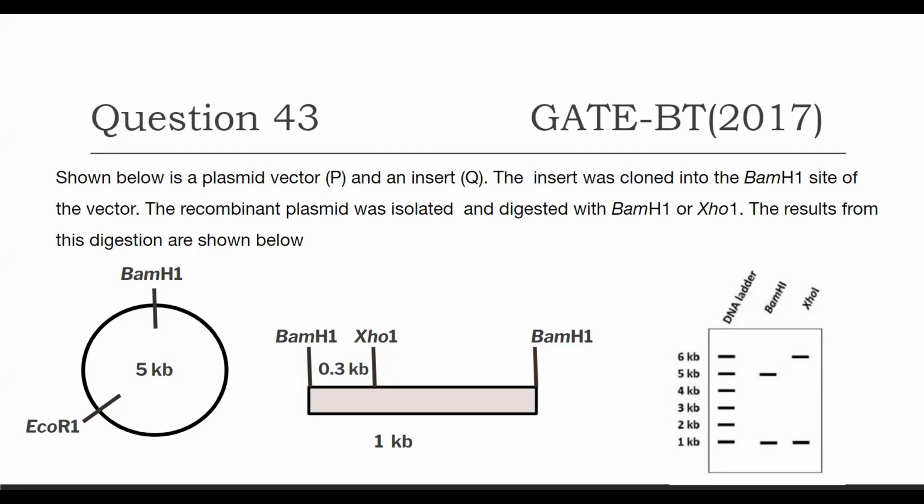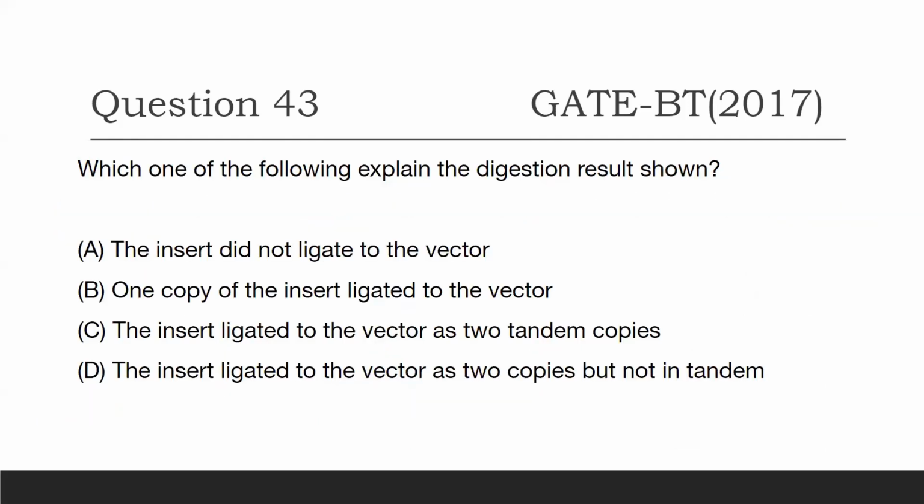Shown below is a plasmid vector P and an insert Q. The insert was cloned into the BamHI site of the vector. The recombinant plasmid was isolated and digested with BamHI or EcoRI. The results from the digestion are shown here. Now the question is to find out which one of the following explains the digestion results shown. There are four options given to you.